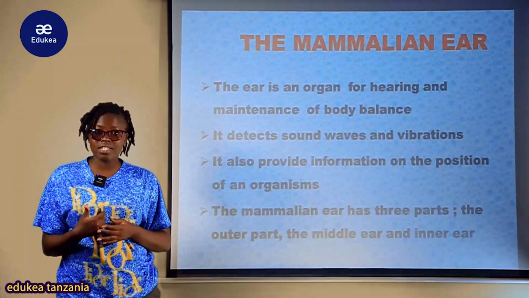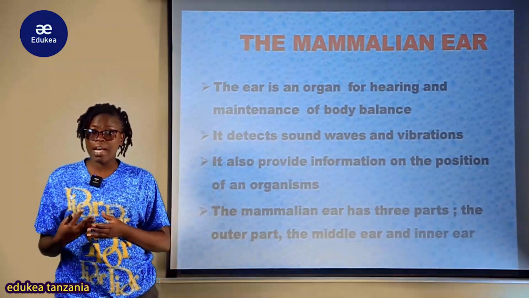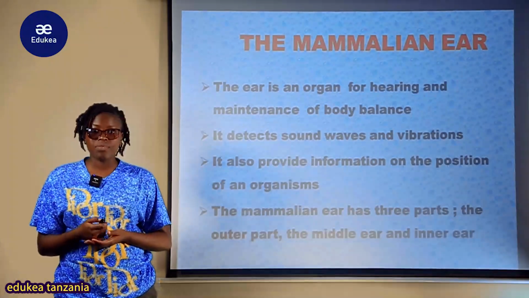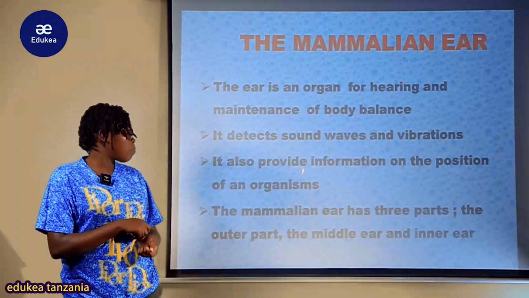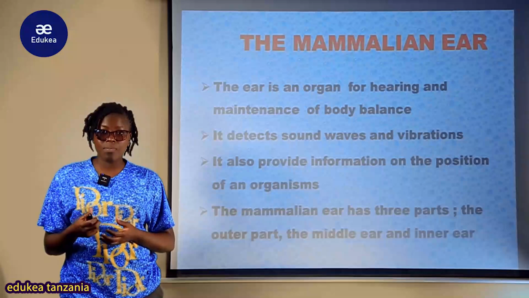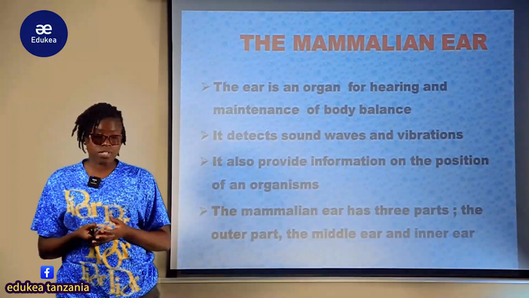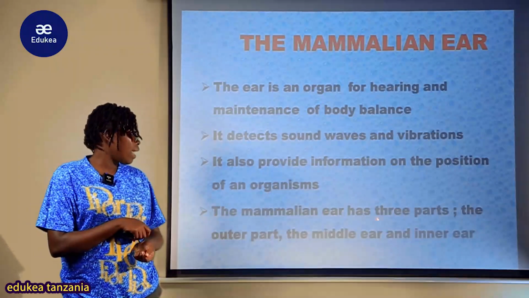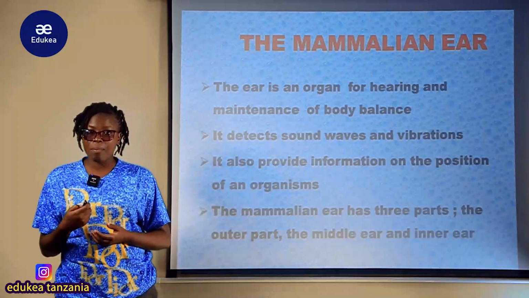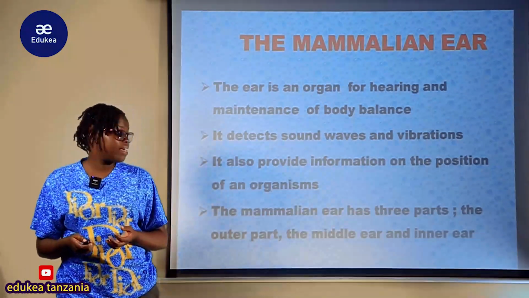It tends to detect the sound waves of different organisms, na detect sound mbalimbali, milio mbalimbali kuhusiana na wanyama mbalimbali, na vile vile vibration. So it also provides information on the position of an organism, kuweza kujua upright position and whatever. Vile vile the mammalian ear has 3 parts, ambapo kuna outer ear, middle ear pamoja na inner ear.